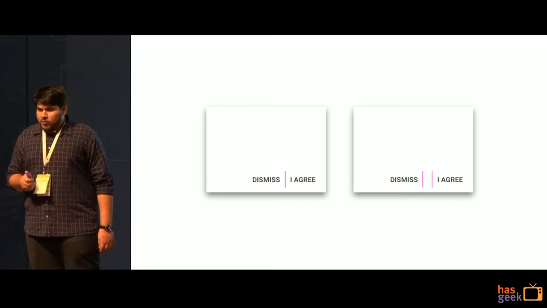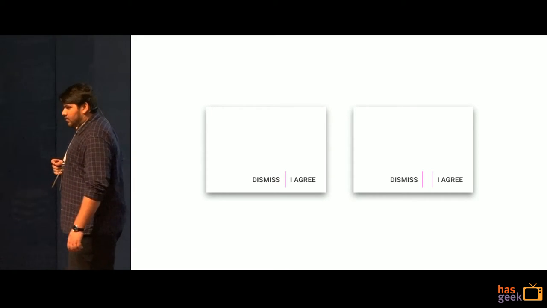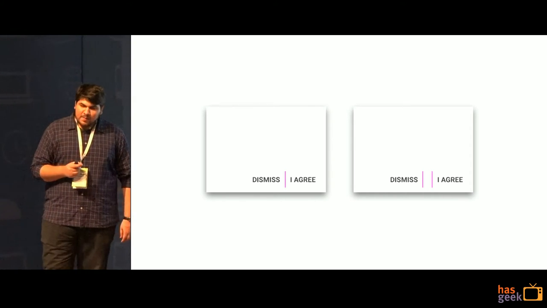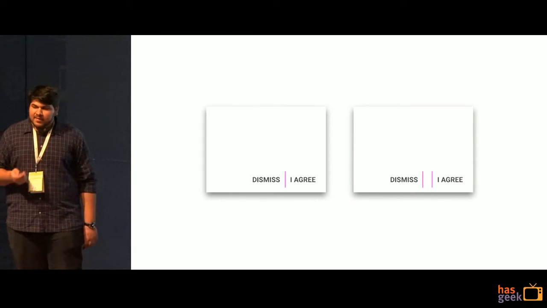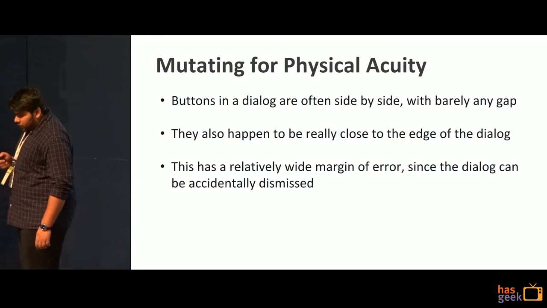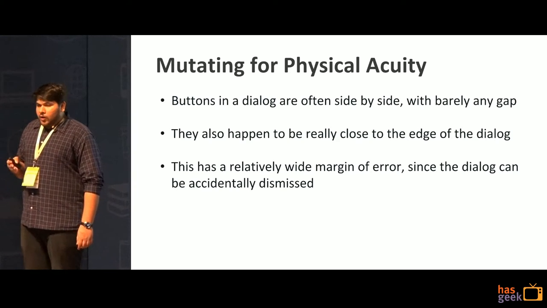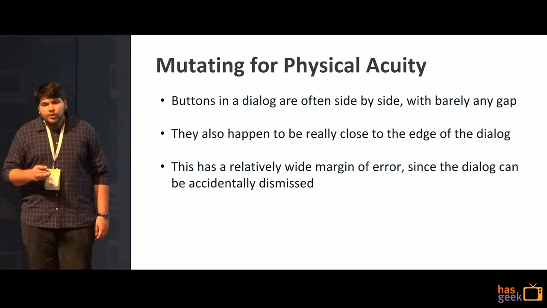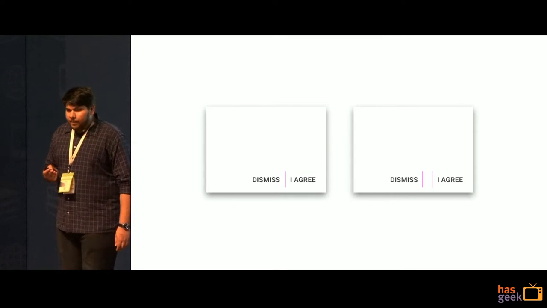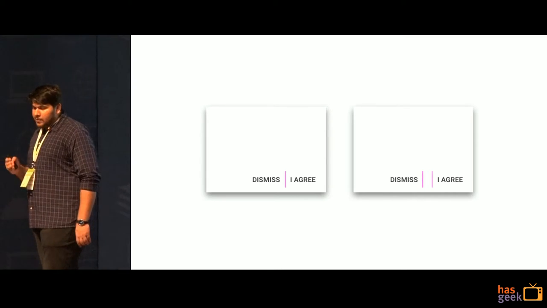So they try and tap the positive action, but 24 dp is a very small space on the screen. It's like perhaps less than a centimeter. So if they're less than a centimeter off, they end up dismissing the dialog rather than pressing the positive button. So this margin of error is there, because the dialog can be accidentally dismissed. So mutating on this would perhaps move the buttons a little up and a little to the left, if that is the case of the dialog being dismissed.